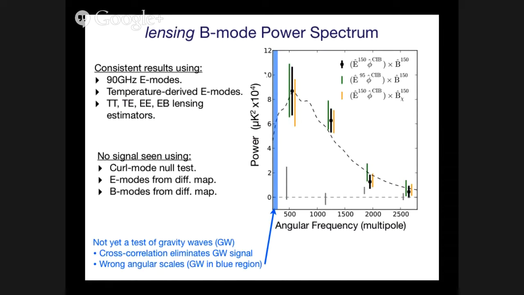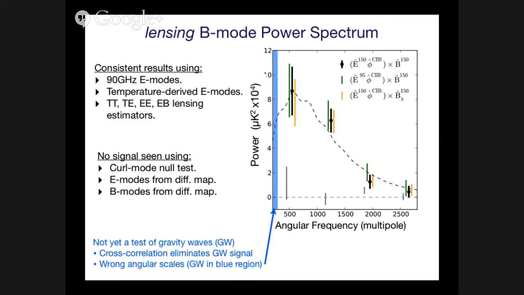The dashed line is the prediction for what this BB signal should be, and the data points are these band powers here. We find consistency between different estimators and also different frequency ranges. They're all internally consistent. And when we do tests that should have no signal, like using a difference map instead of a co-added map for one of those correlations, we find results that are consistent with zero. And we see no evidence for a residual systematic error, such as ground pickup in one of our telescopes.